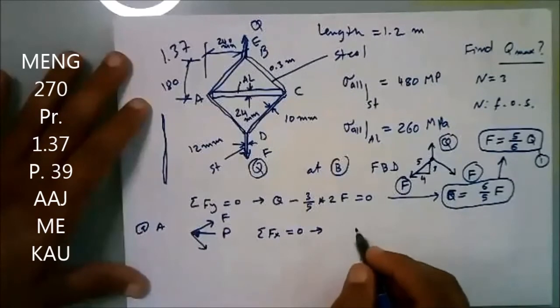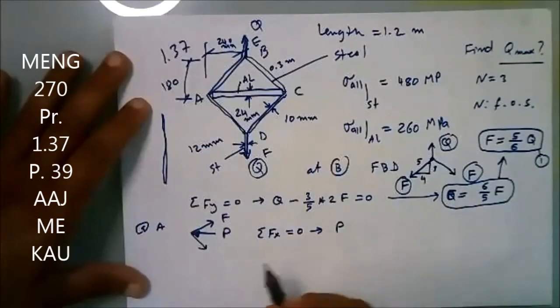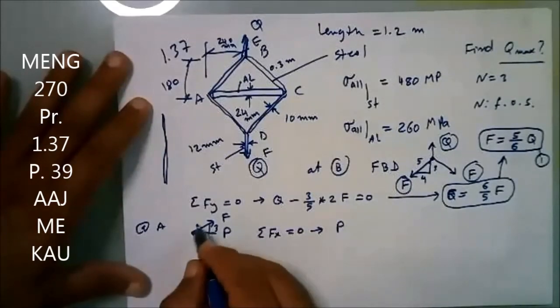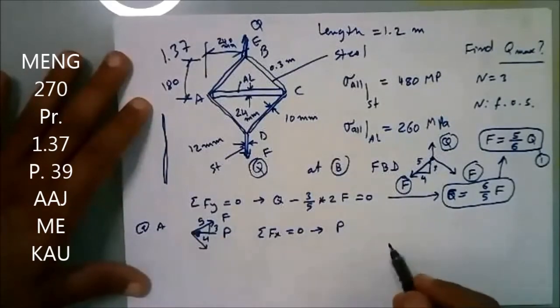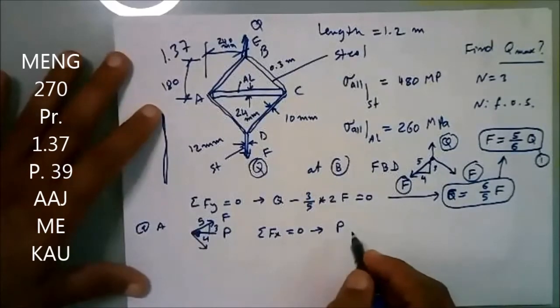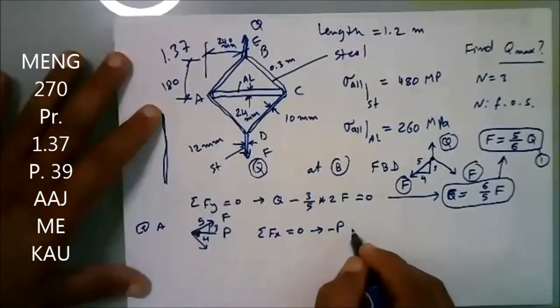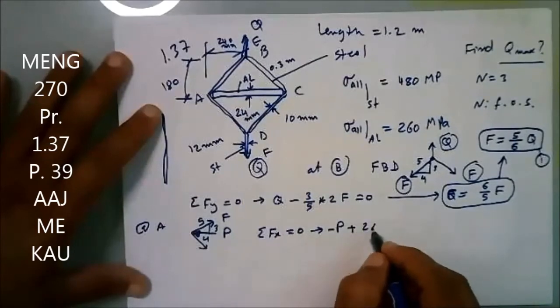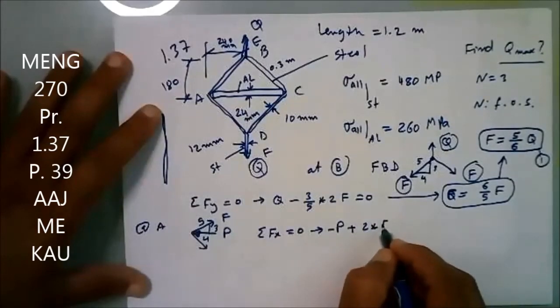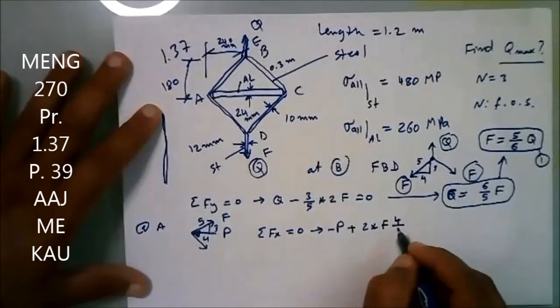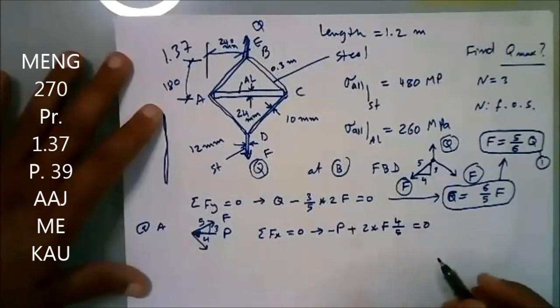Let's look at what we have here. We have P. Again, let's draw the triangle one more time. We have 3, 4, 5. So summation of forces: minus P plus 2 times F, but it's not 2 times F directly, it's 4 over 5 F, equal to 0.